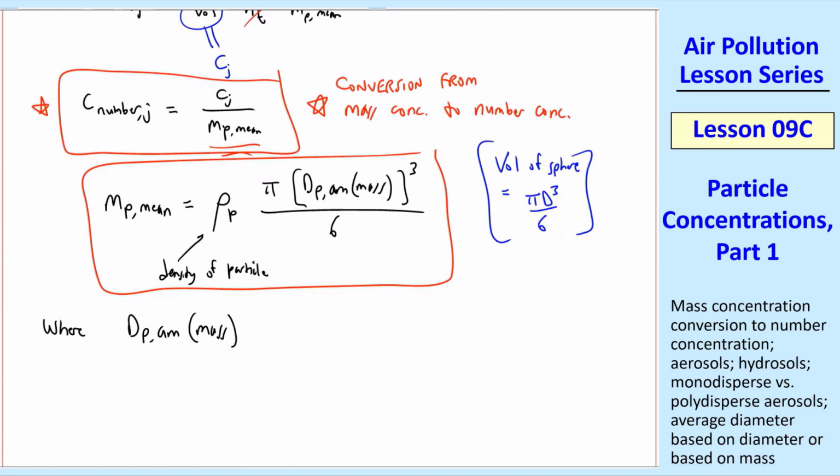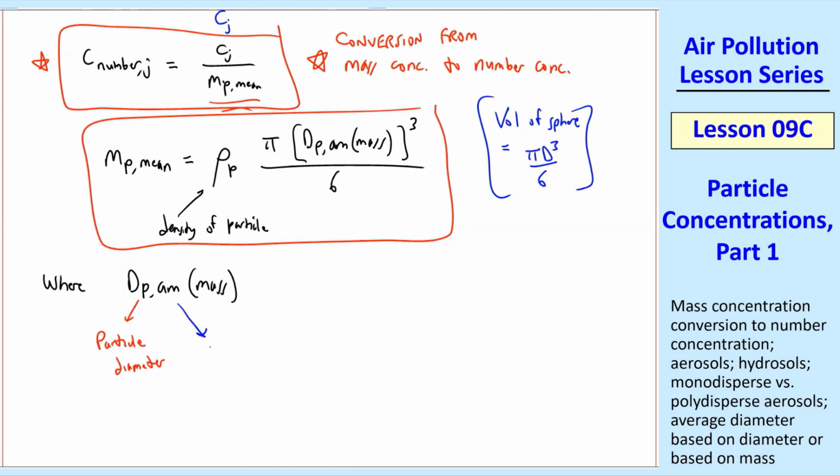So let me break this down into parts. dp, of course, means the particle diameter. It's a diameter with a subscript p, so that's the particle diameter. The AM means arithmetic mean, which is your common average. And then mass, this is the new thing that you probably haven't seen before, is that this whole diameter, dpAM mass, is based on mass rather than on diameter.